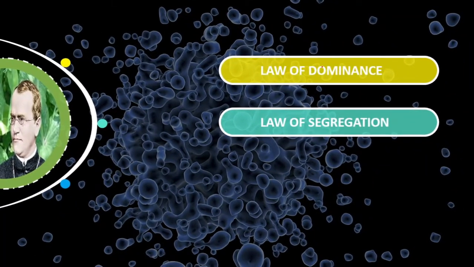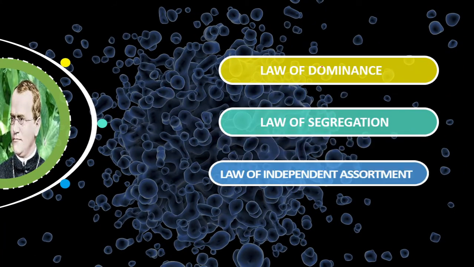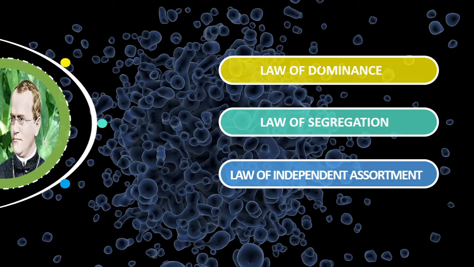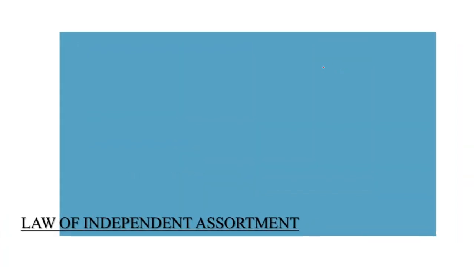Now, we will move to the third law, that is law of independent assortment. To understand independent assortment, we will have to go for dihybrid cross. So it can only be explained by choosing dihybrid cross, not by monohybrid cross. In independent assortment, the allele of one gene can independently assort with any of the alleles of the other gene. Now let's see a cross.